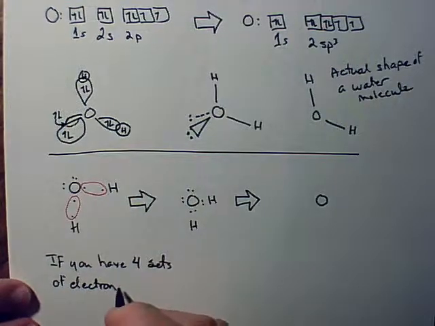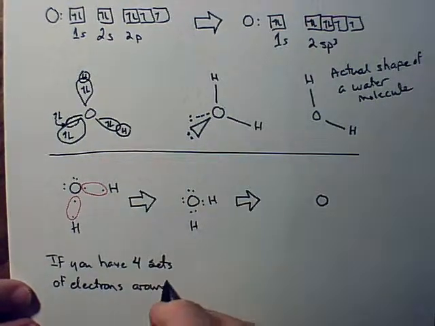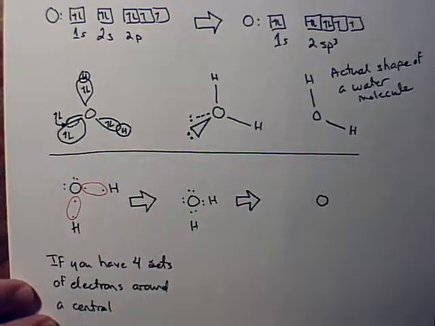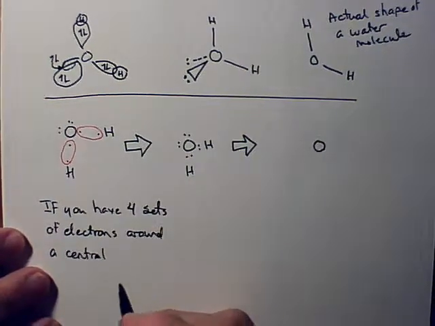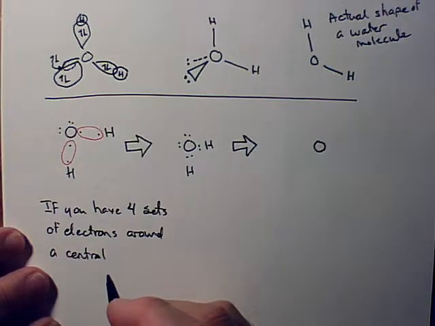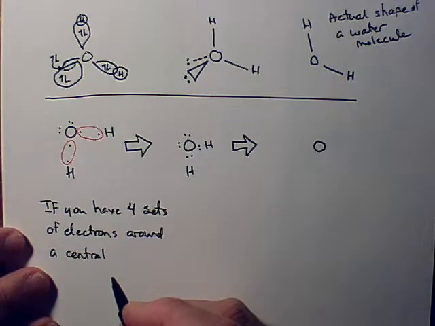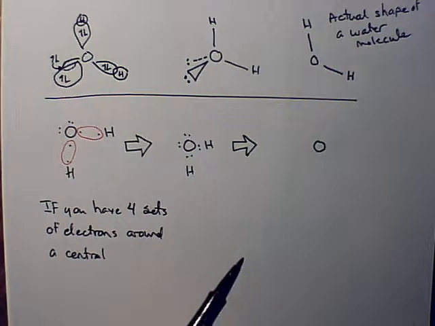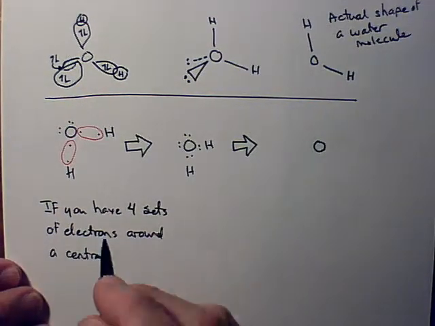Sets of electrons around a central atom, and I say central atom because at this point in time, they're always going to be in the center. But when we get to really complex molecules, you just kind of have to know you're looking at different atoms in the structure. You've got to consider which one you're looking at at the time.